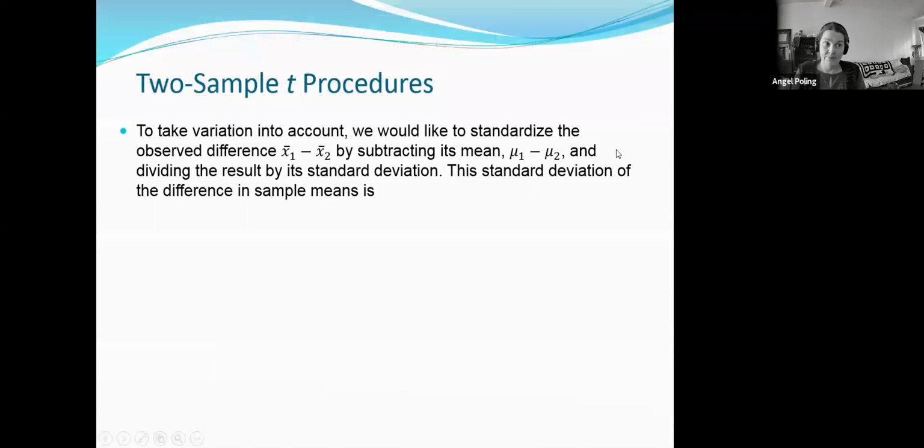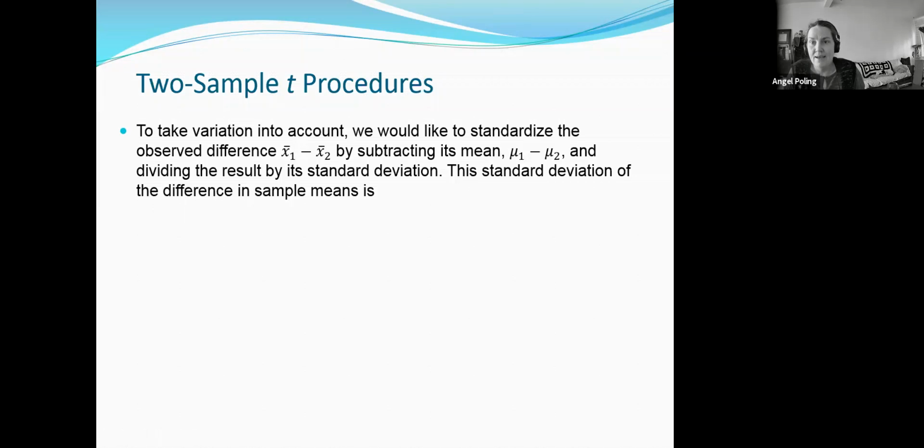Okay, so I better check the clock because I can talk. All right, so 2 sample T procedures, right? So back to the swirly slides. So that means we're back to like the providing information slides, right? So 2 sample T procedures.